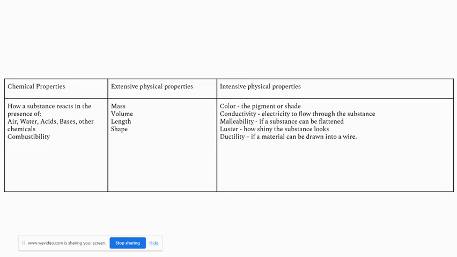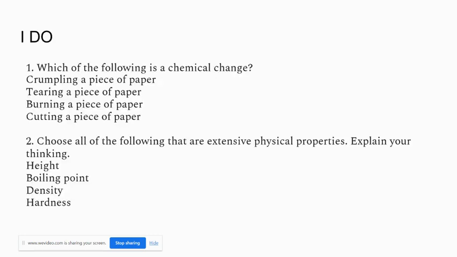Luster, then, is how shiny something is. So typically metals are shiny. And then ductility, can we heat it up and pull it out into thin wires? So this is how they make the copper wiring for use in electrical things. Okay, so that's ductility. All right, so which of the following is a chemical change? Which one of these things will cause the paper to turn into something else? Burning it. Yep. So that is going to be your chemical change.